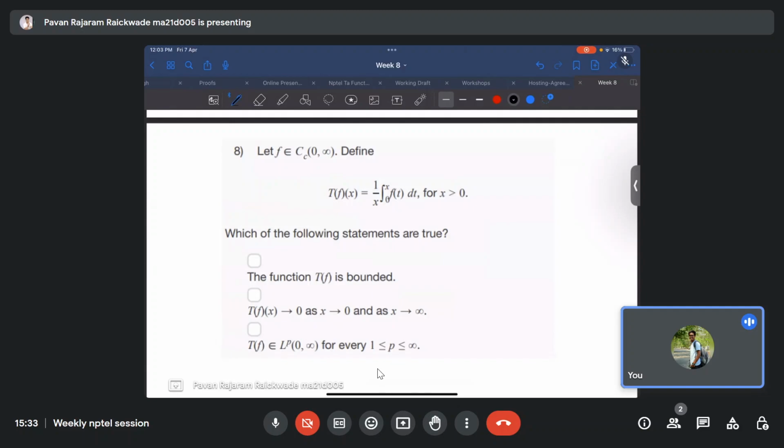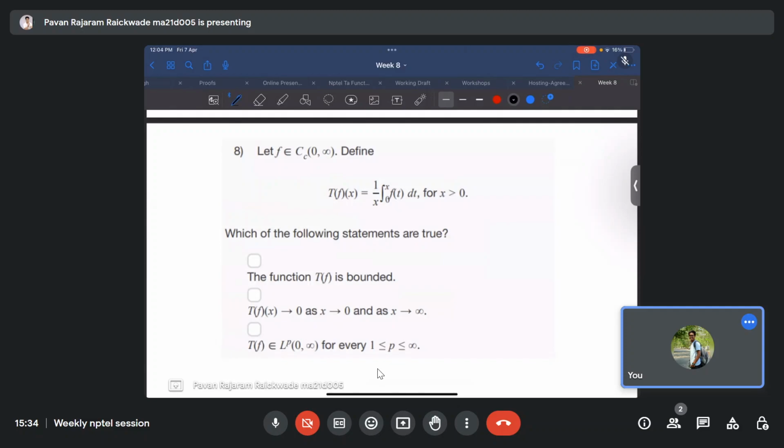Okay. So what question number 8 is saying is that f belongs to C_c(0, infinity), that's the set of all continuous functions with compact support with domain (0, infinity). They are defining the operator T as Tf. Now Tf is again a function. Tf of x equals 1 by x integral 0 to x f(t) dt for any positive x.